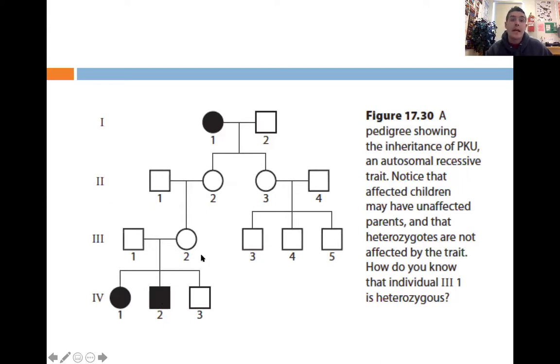So that would mean, again, these parents would have to be heterozygous. So that allele gets carried on from one generation to the next, but the actual trait doesn't show up until here when those individuals would be homozygous recessive.